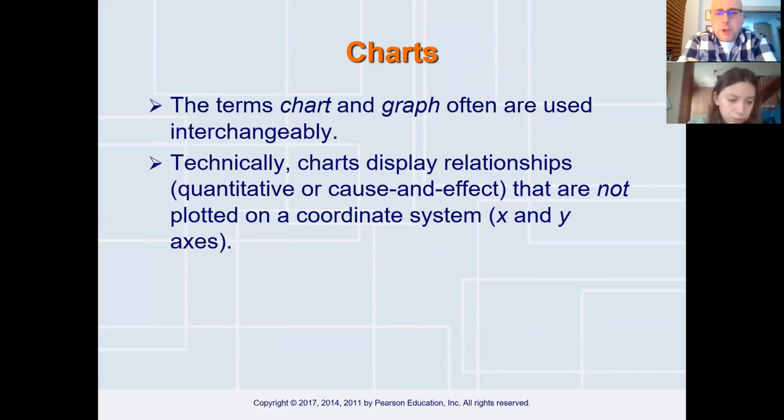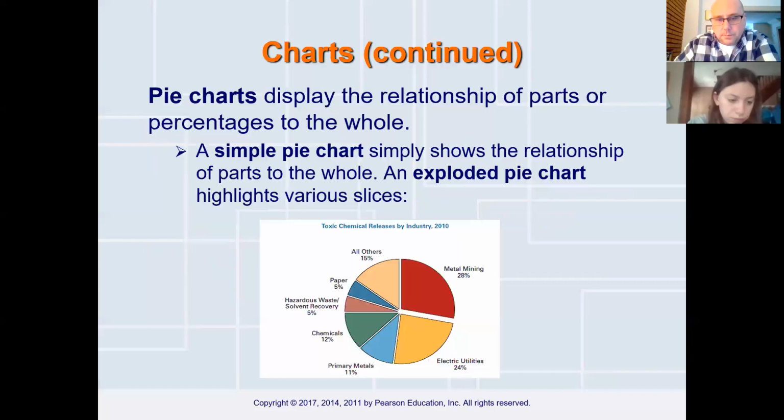The terms chart and graph are often used interchangeably, but they aren't technically the same. Charts typically display relationships, quantitative or cause and effect, that are not plotted on a coordinate system such as X and Y axes. Pie charts will typically display a relationship of parts or percentages to the whole. A simple pie chart simply shows the relationship of parts to the whole, and an exploded pie chart highlights various slices. Exploded pie charts and 3D pie charts can also be developed using Microsoft Word.